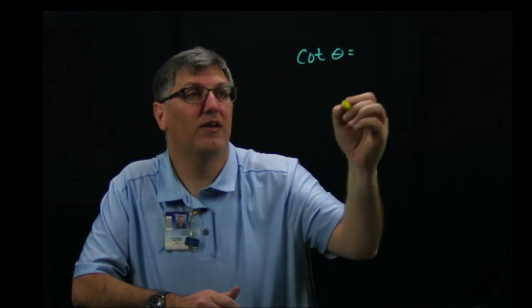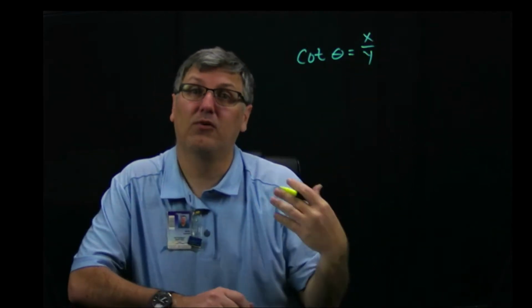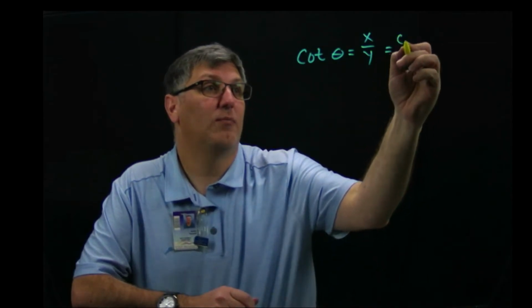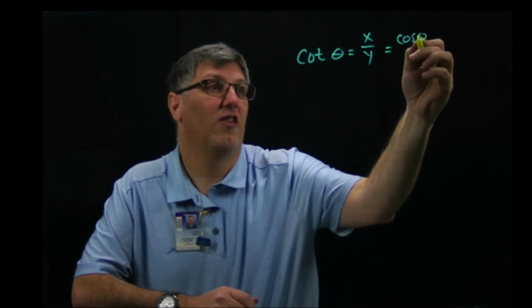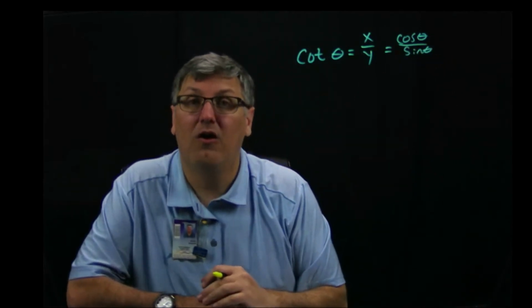All right, so we have one last graph to look at, and that's the ratio function cotangent. Cotangent of theta is going to be related, well, it is x over y. It's the reciprocal of tangent. And this basically tells me it's cosine theta over sine of theta. All right, so we're going to look at some key features first.